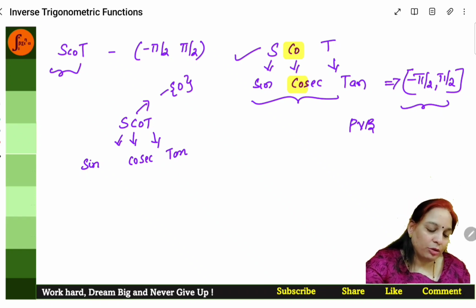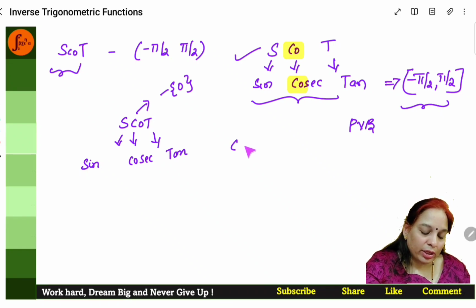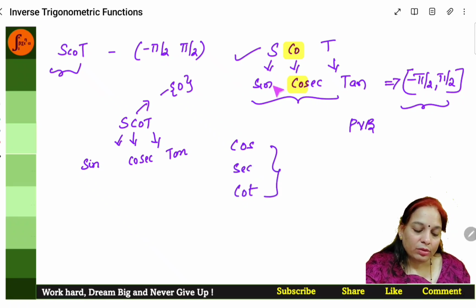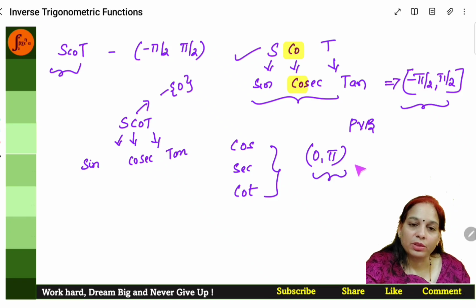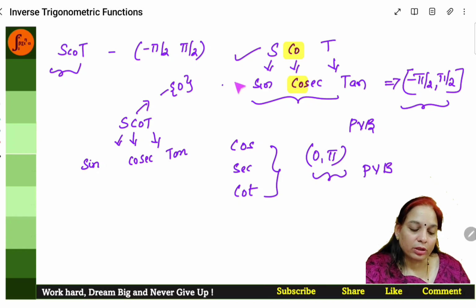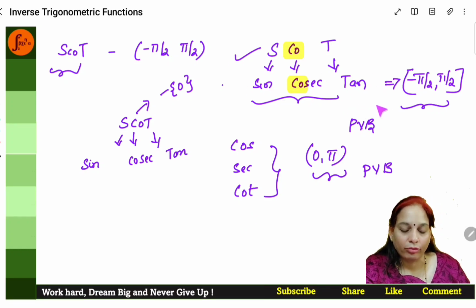And the other group would be, obviously, cos, secant and cot. So anything outside of this group becomes 0 to pi range. So this becomes the principal value branch. So if you remember this, you can remember the other group also, scot. So remember scot if it makes it easier for you.